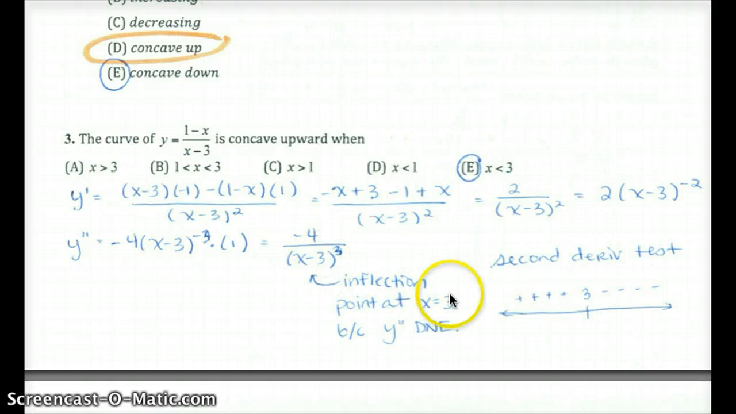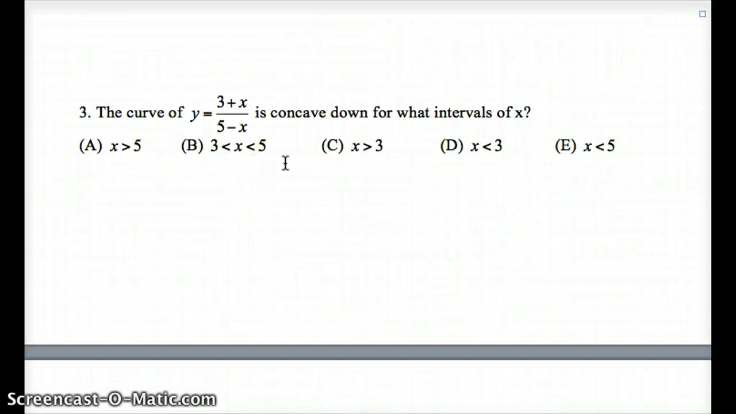I put the inflection point 3 on my little line, and then I plug in numbers less than 3 into the second derivative and greater than 3 into the second derivative. The area of the graph where the second derivative is positive is where the original function is concave up, and that's why the answer was E. Try the same process with this question.